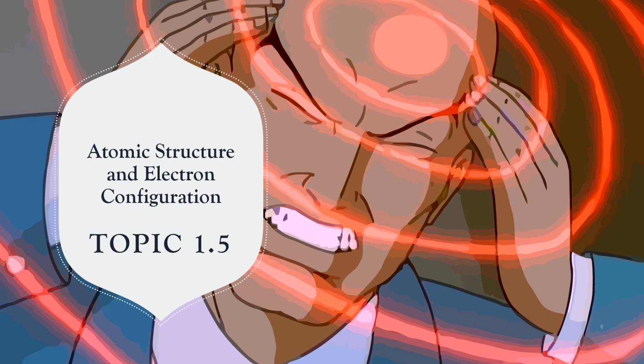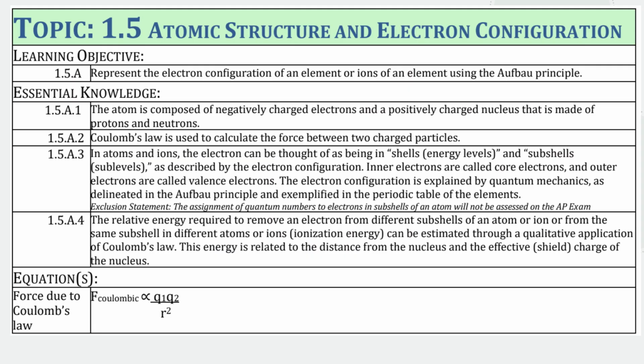This is topic 1.5 for AP Chemistry, Atomic Structure and Electron Configuration. So this also should be reviewed as well, some of it at least. The objective is to be able to represent the electron configuration of an element or ions using the Aufbau principle. So you'll notice here on the bottom there's something called force due to Coulomb's law. Whenever I refer to Coulomb's law, that is a concept you need to be able to understand to be successful in AP Chemistry, the test, etc.